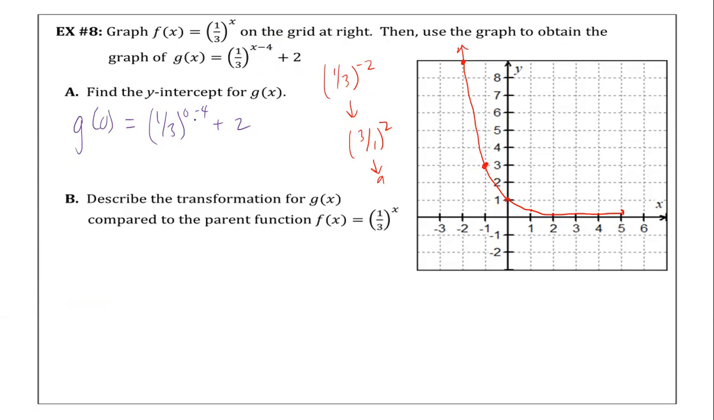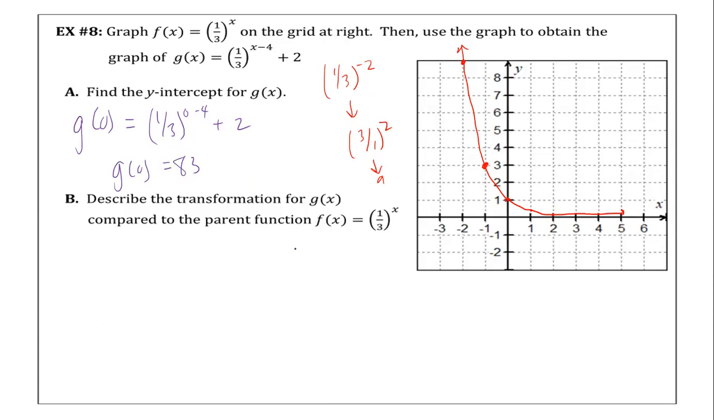What is this going to cause me to shift to? Again, that negative is telling me that it's being reciprocated. So it becomes 3 to the 4th power. 3 to the 4th power is a fairly large number. It's 81. And then I'm going to add 2. So this becomes 81 plus 2. So g of 0 is now at 83. That's just doing it mathematically.